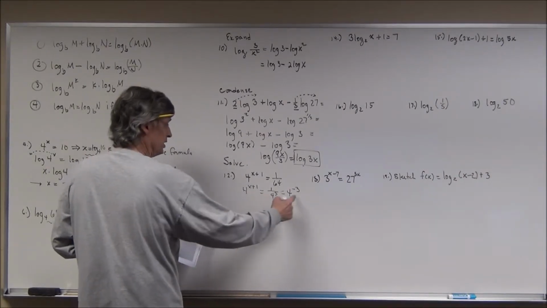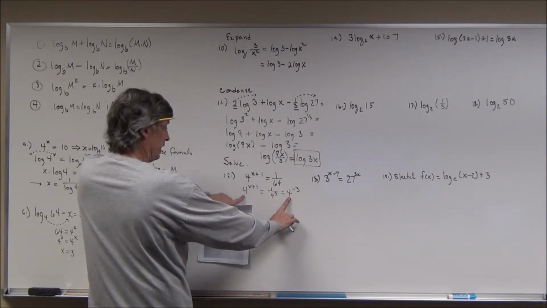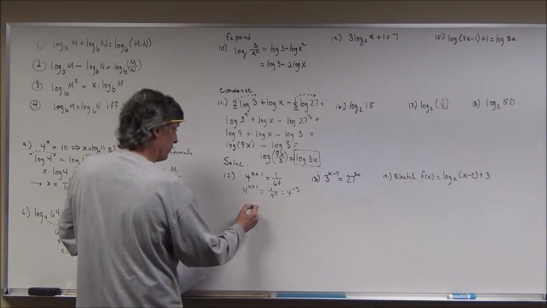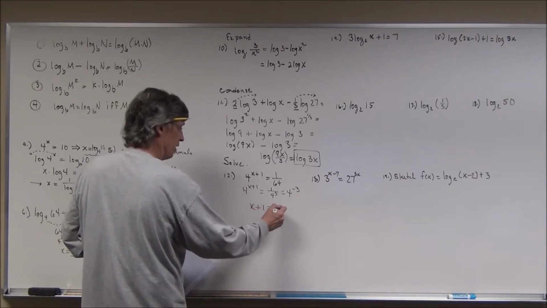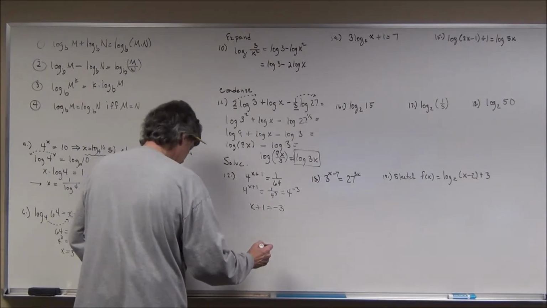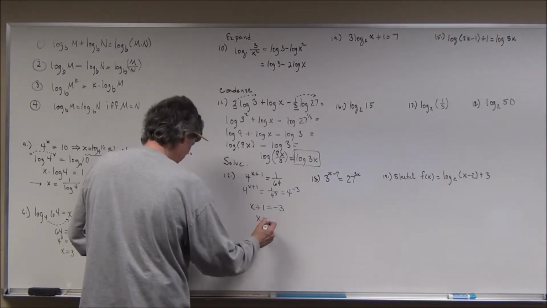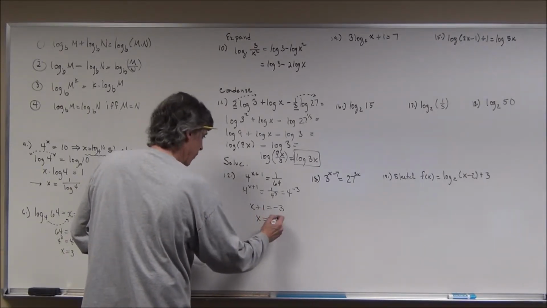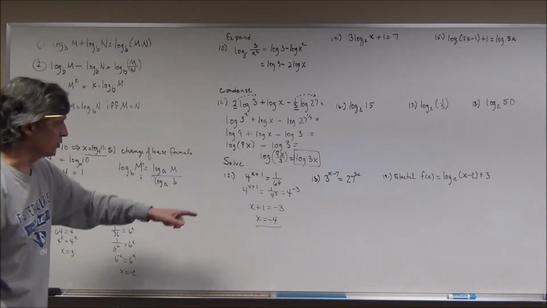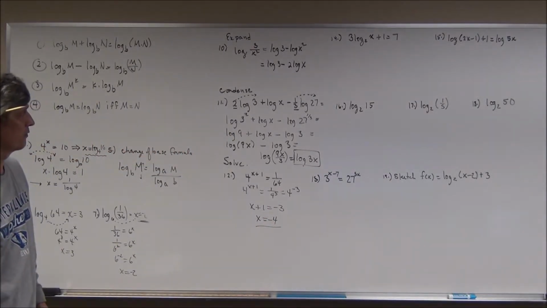So now I have this is equal to this. See how the bases match? So the exponents must be equal. That means x plus 1 has to equal negative 3. Subtract 1 from both sides, and I get x is equal to negative 4, my answer. I just subtracted 1 from both sides. I guess I didn't need to erase that after all.